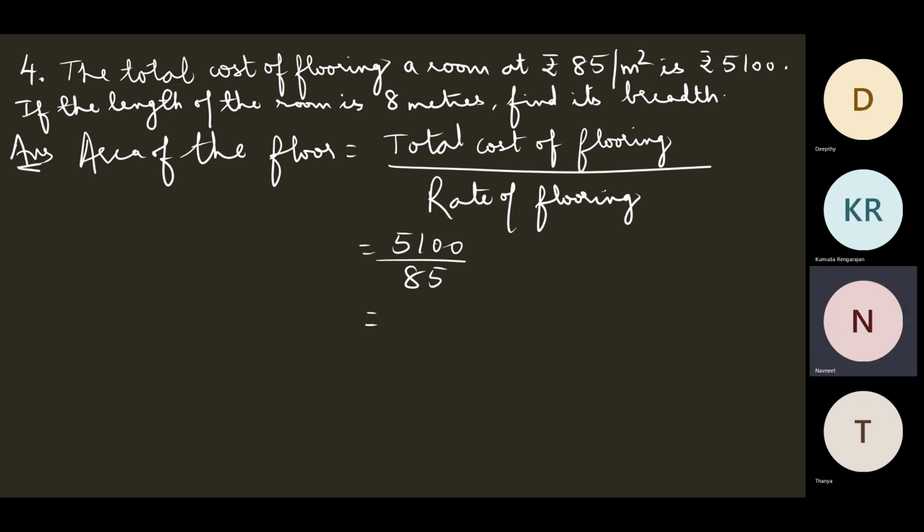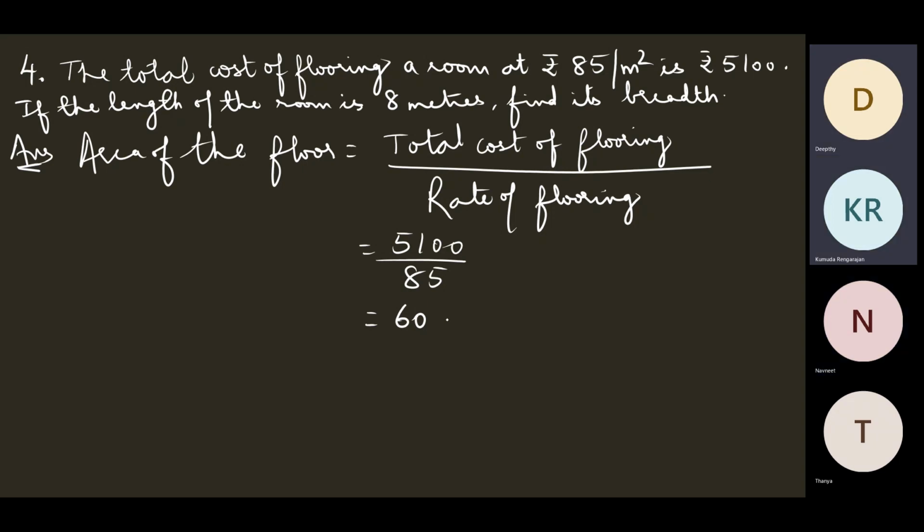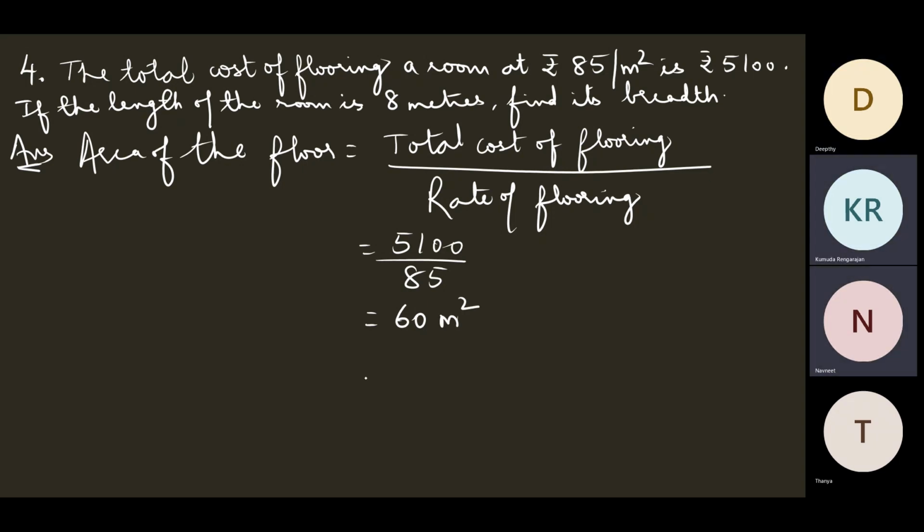Ma'am, I got the answer. Ma'am, me too. The answer is 60. All of you? Yes, ma'am. Okay, what's the unit? 60 what? Meter. Ma'am, 60 meters. Okay, Navneet says meter. Tanya and Deepthi? Meter square, ma'am. Deepthi? Meter square, because area is meter square.